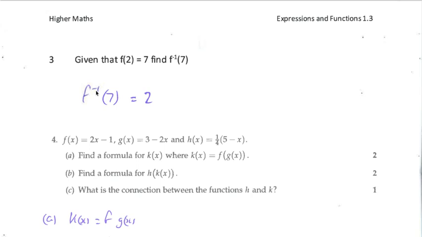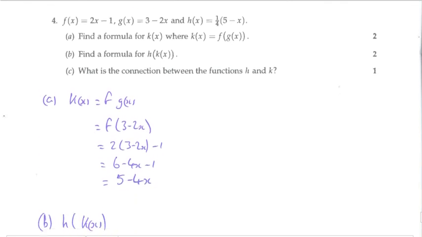So the inverse function of 7 would equal 2, because that would just get us back to where we started from. That's what the inverse function does. It returns us to our starting point, which was having x equals 2. So if f of 2 is 7, then the inverse f of 7 equals 2, because the inverse function just undoes what we have done.